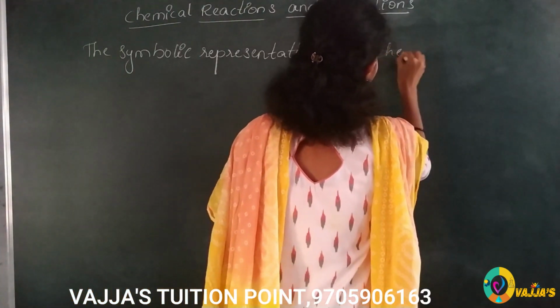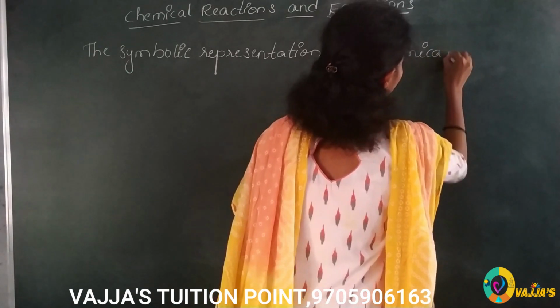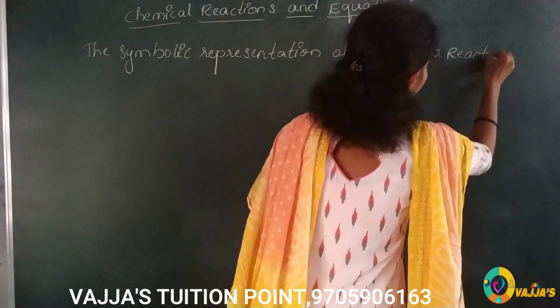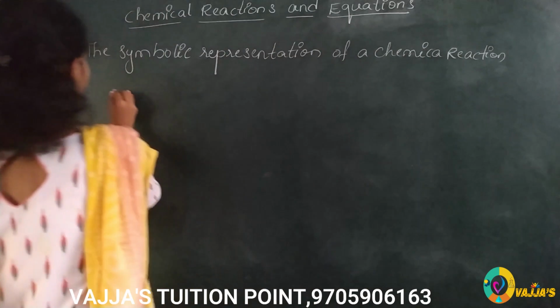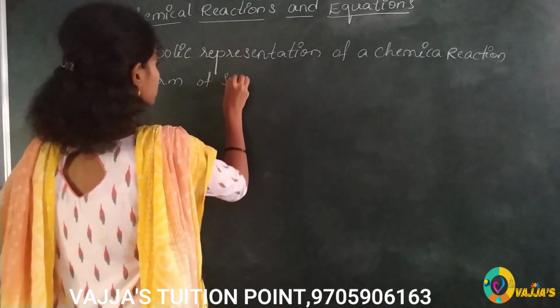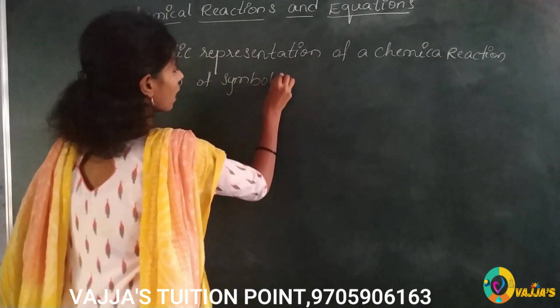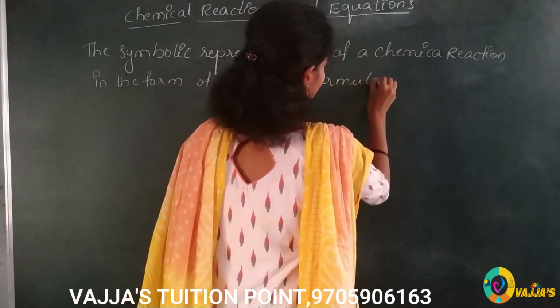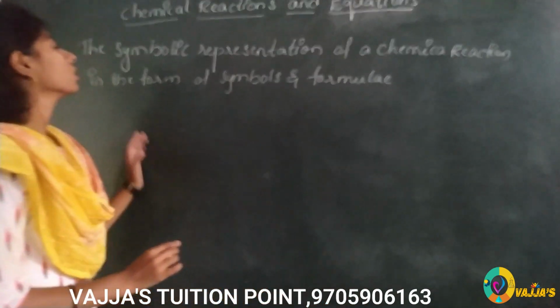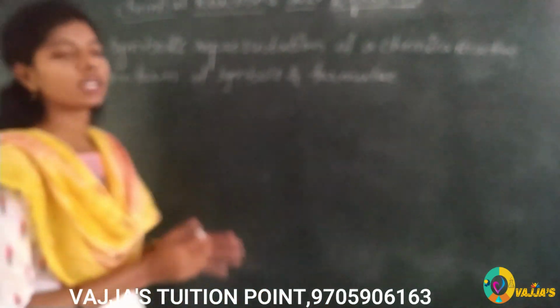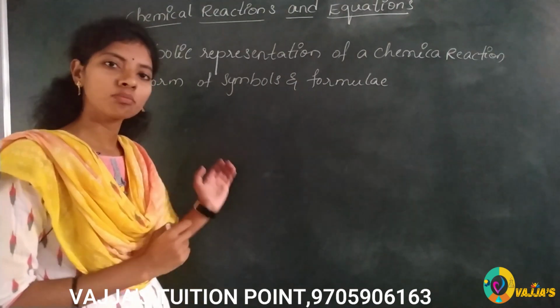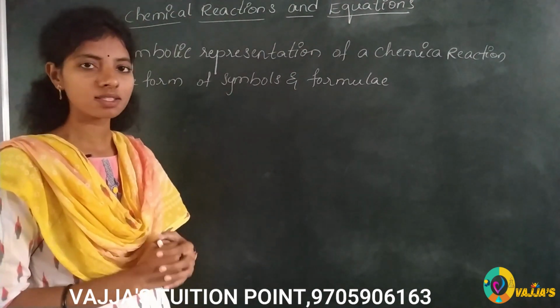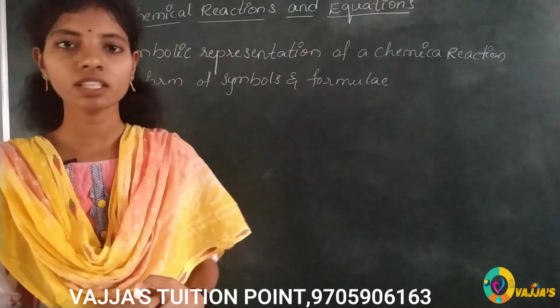chemical reaction in the form of symbols and formulae. So, now the symbolic representation of a chemical reaction in the form of symbols and formulae is known as chemical equation. Are you clear with this?